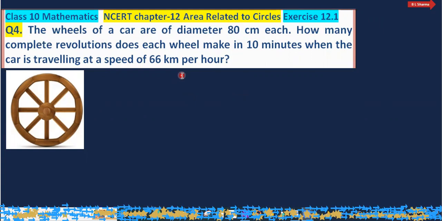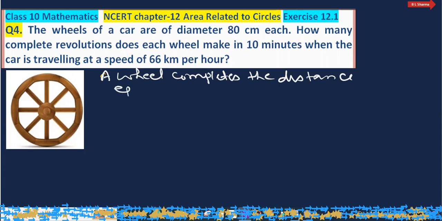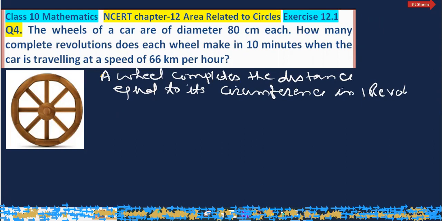See here, a very important concept here is: a car means a wheel completes the distance equal to its circumference in one revolution.